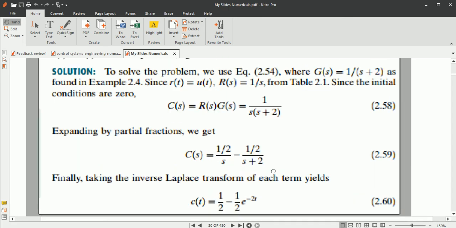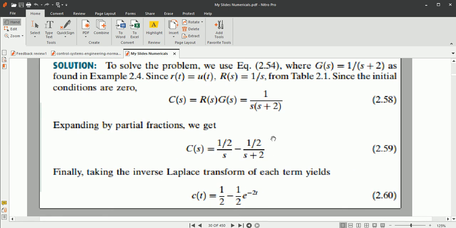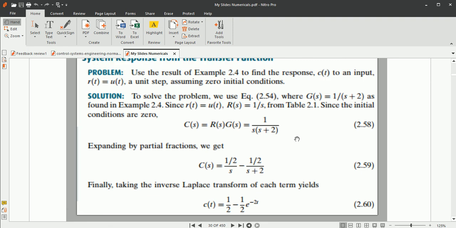Please tell me, do you understand this completely? If you have any doubt, you can ask a question. Any doubt?